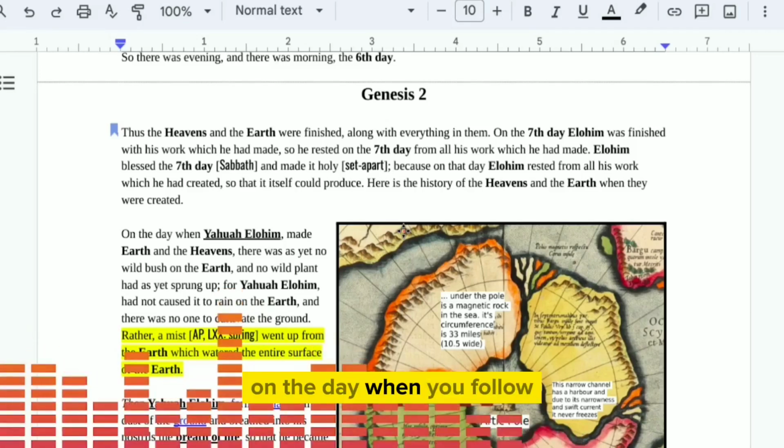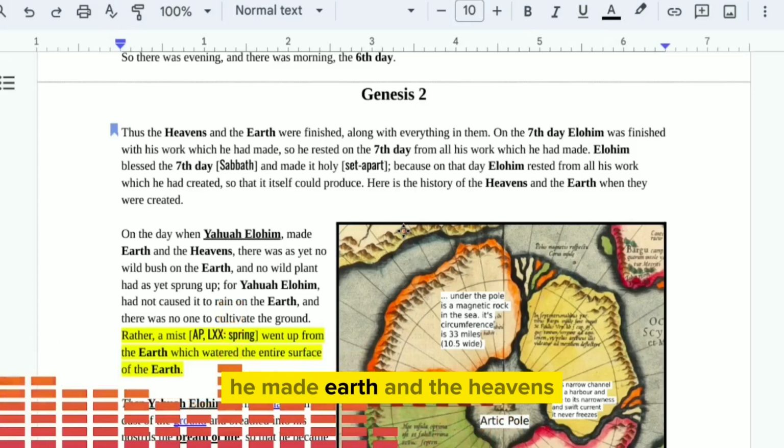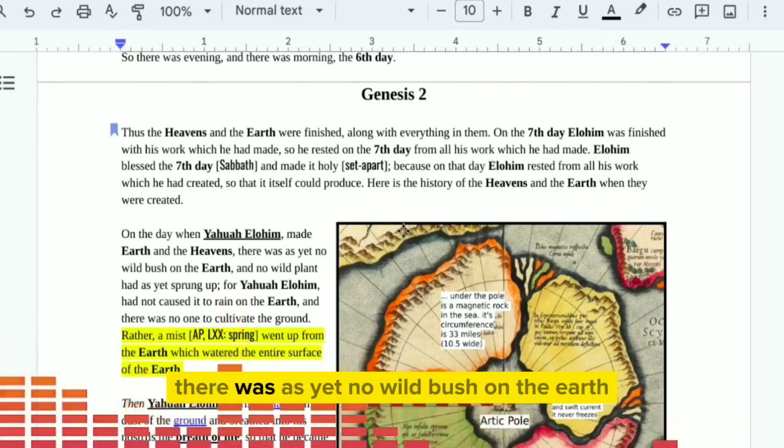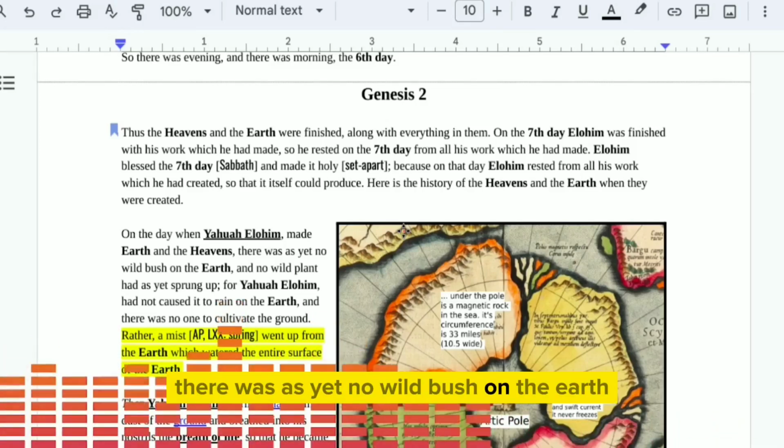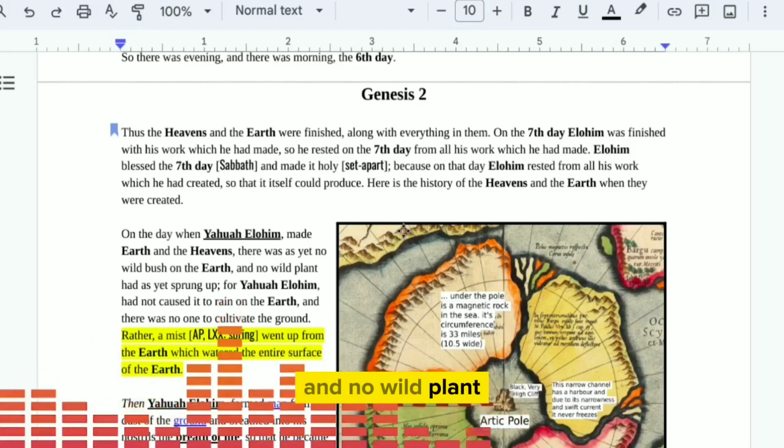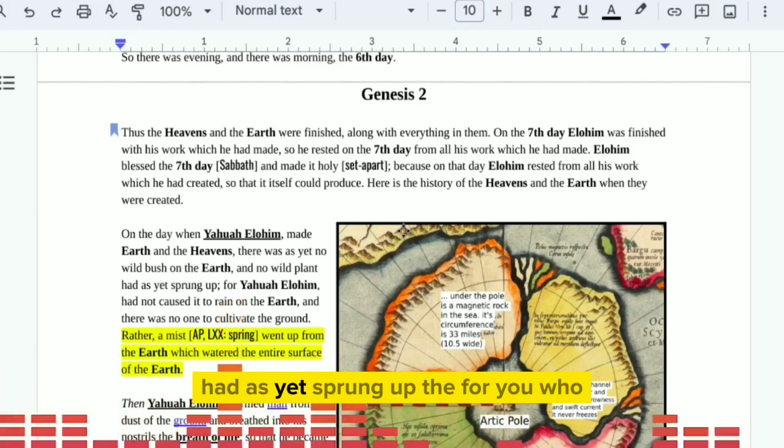On the day when Yahuwah Elohim made earth and the heavens, there was as yet no wild bush on the earth, and no wild plant had as yet sprung up.